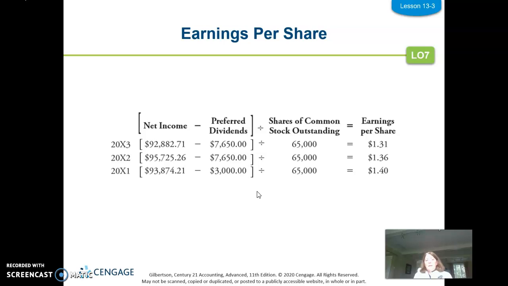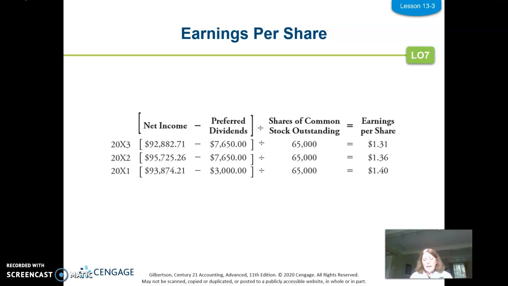So let's look at the actual calculation for earnings per share. You take net income, which comes from the income statement, minus preferred dividends, divided by shares of common stock outstanding. And these come from the statement of stockholders' equity. And again, as a reminder, shares of common stock outstanding do not include treasury stock, NOT not.